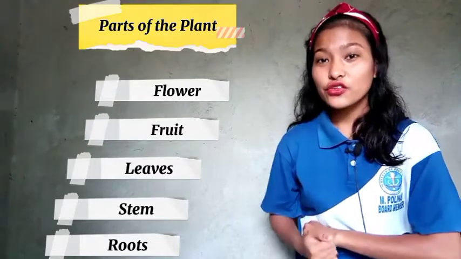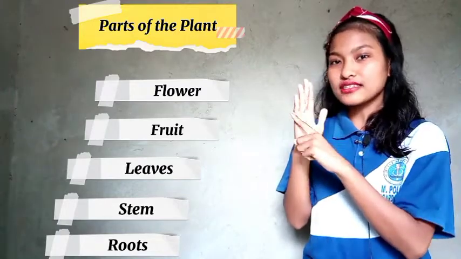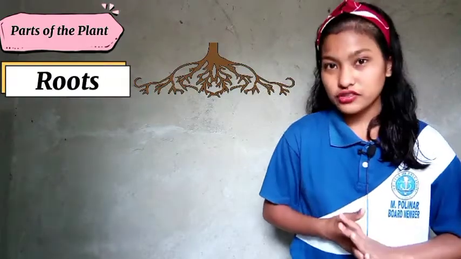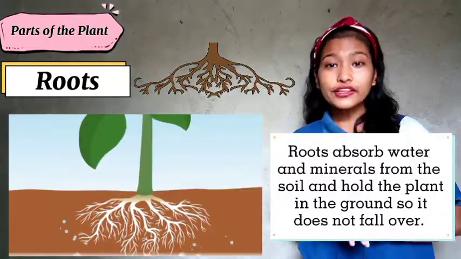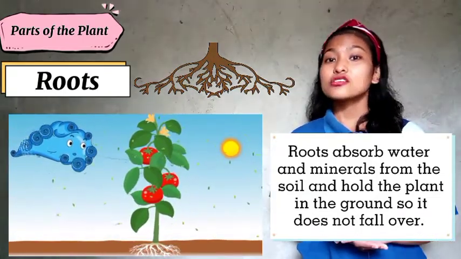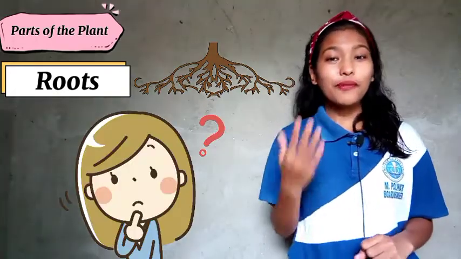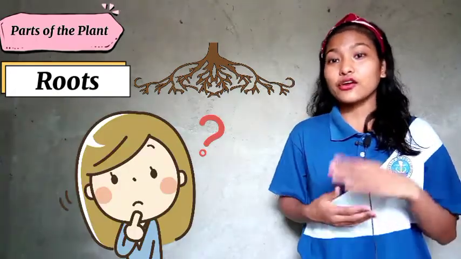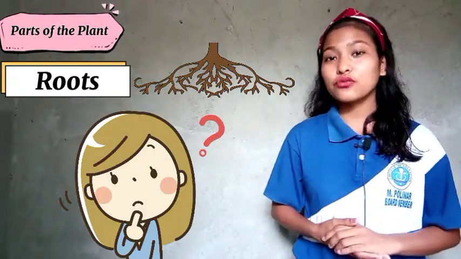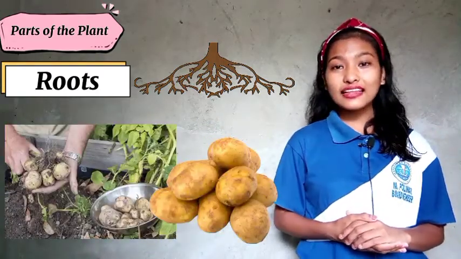Okay, let's try to find out how these 5 parts of the plant function. The first part of the plant that we will be exploring is the roots. Roots absorb water and minerals from the soil and hold the plant in the ground so that it does not fall over. Do you know that some parts of plants, like roots, can be eaten? Yes, they can. Some examples of roots that we usually eat are carrots, potatoes, and beets.